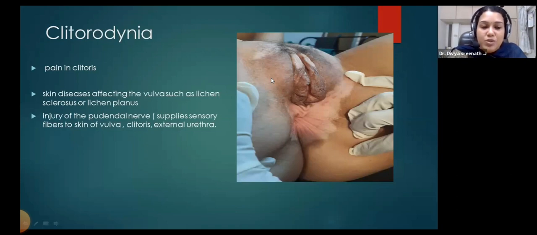Also, in certain patients with pudendal nerve problems: the pudendal nerve supplies the perineal area and the vulval area. So if there is some pudendal nerve injury, it may cause severe pain in the clitoris as well as in the vulval region.